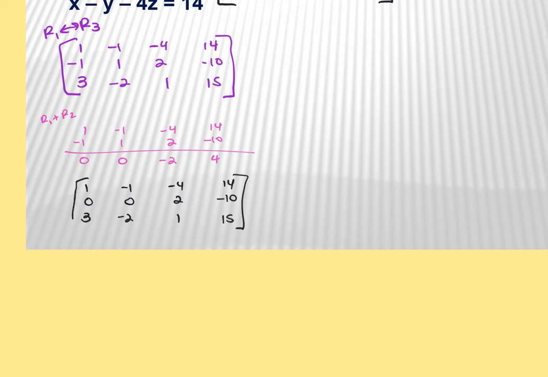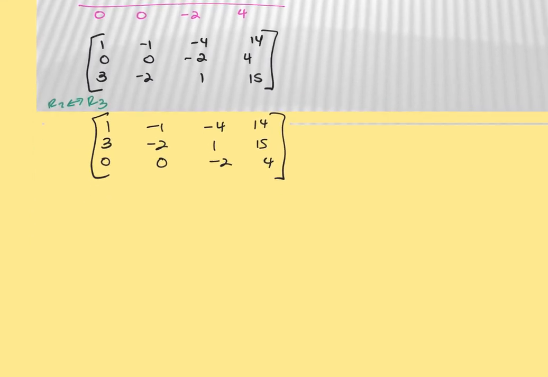Look familiar? It happened again. Look at your first example. I have 2 zeros again, so I'm going to do what? Switch row 2 and row 3. 1, negative 4, 14, 3, negative 2, 1, 15, 0, 0, negative 2, 4. Now what? I multiply the first row by -3 and add it to the second row. Good.